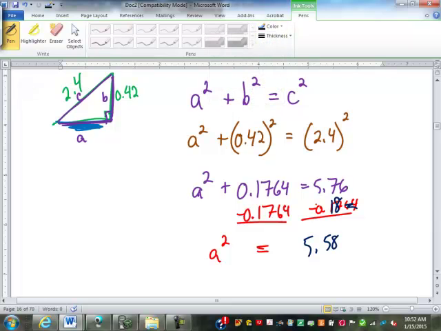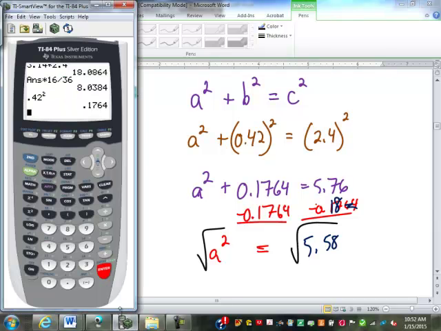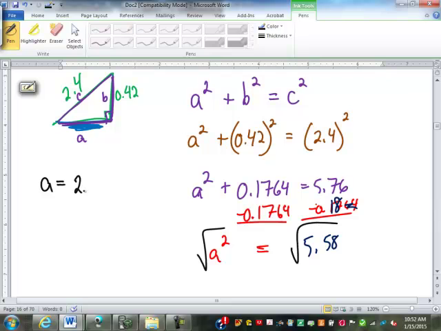I figured you were. So anyway, A squared equals 5.58. So we want just A, so we're going to have to take the square root. The square root of 5.58 is 2.36. So this is 2.36 here.